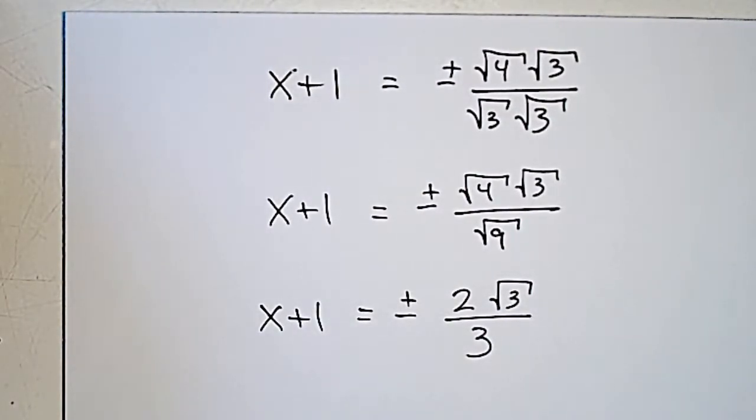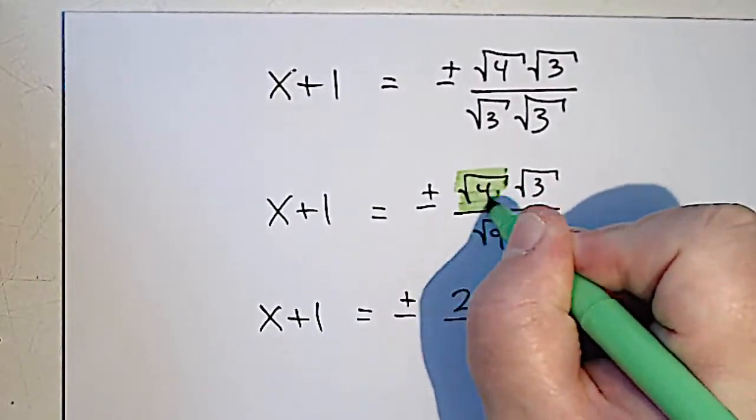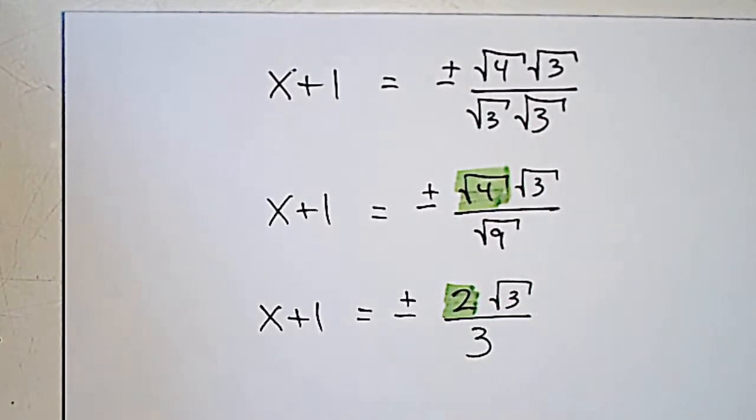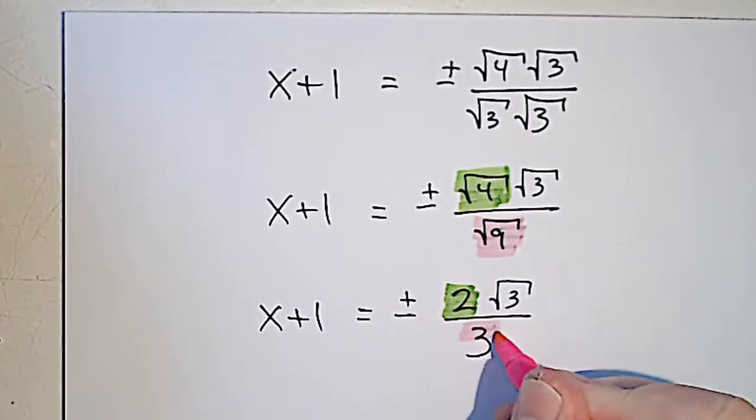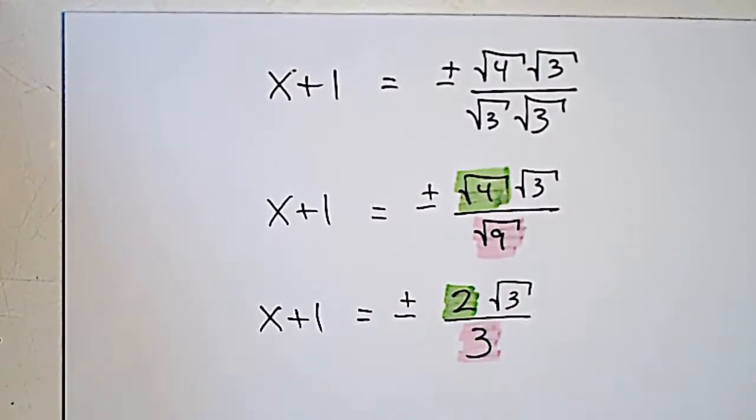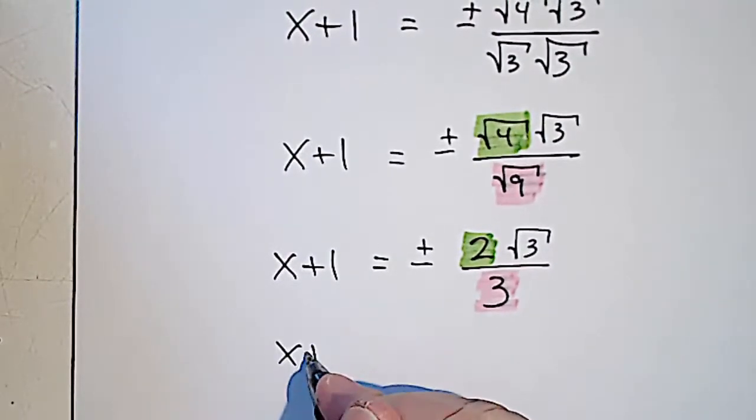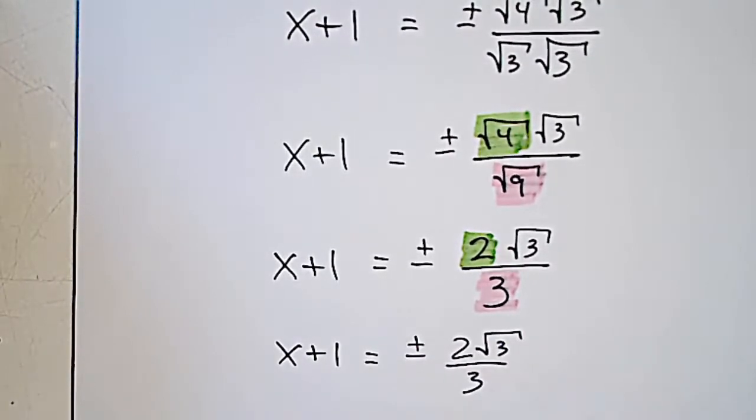Do I have some colors? Radical 4 is actually the 2. And the radical 9. Ooh, this one is super smeary. I must have bought the extra smeary pack of highlighters. Radical 9 is equal to 3. So x plus 1 equals plus or minus 2 radical 3 over 3.